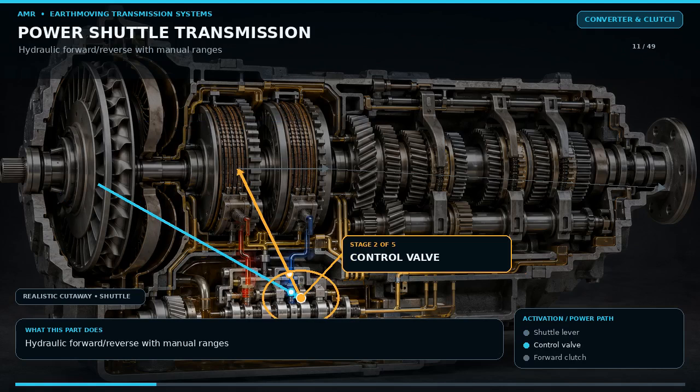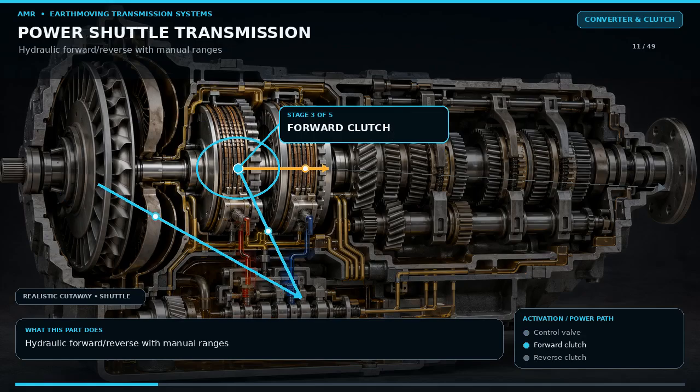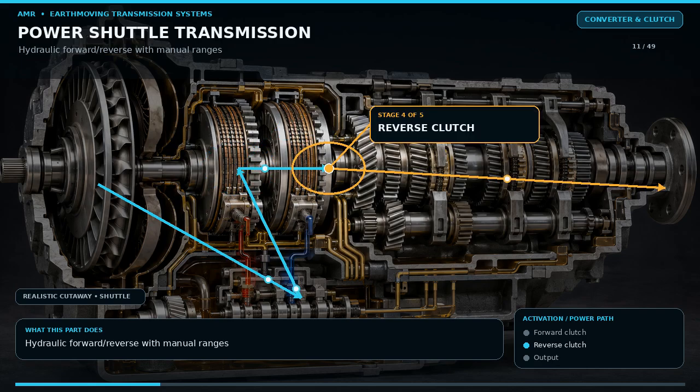Moving the shuttle lever to forward sends a mechanical, hydraulic, or electrical command to the control valve. The forward clutch receives oil, its piston applies the plate pack, and torque follows the forward gear train. Reverse releases the forward clutch and applies the reverse clutch, changing the direction of rotation.